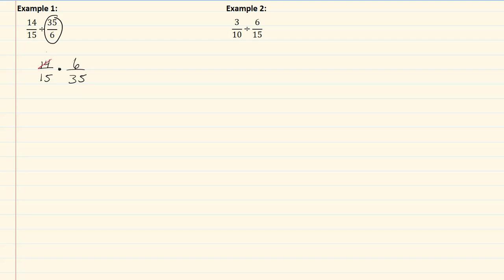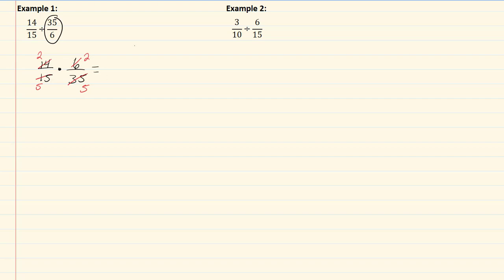So 14 divided by 7 is going to be 2. 35 divided by 7 is going to be 5. 15 and 6 have a common factor of 3. So 15 divided by 3 will be 5, and 6 divided by 3 will be 2. I don't see any other common factors, so we'll just multiply this now.